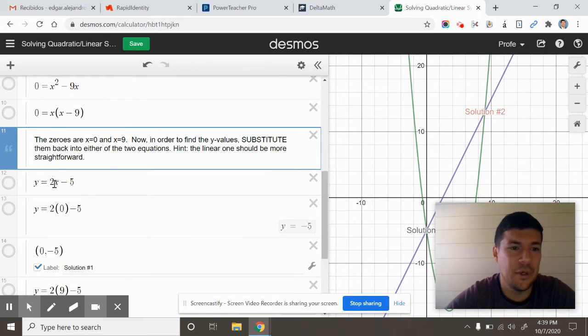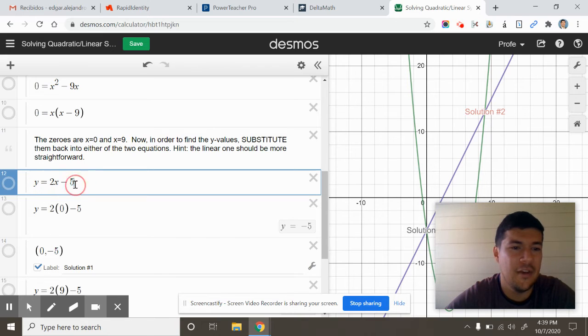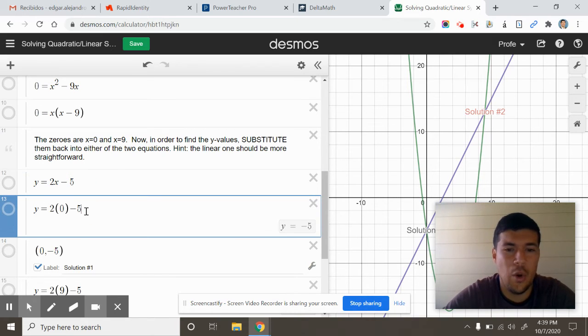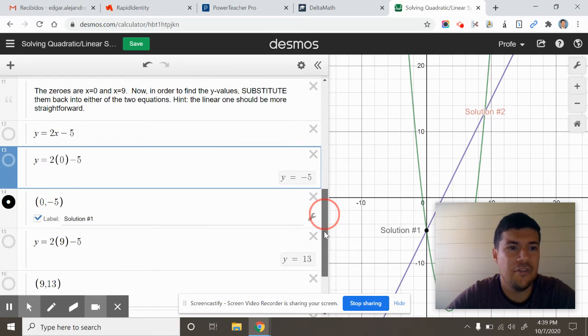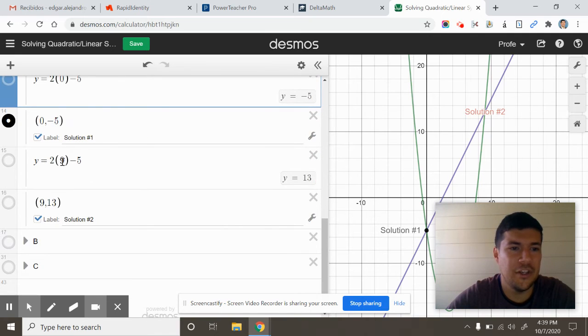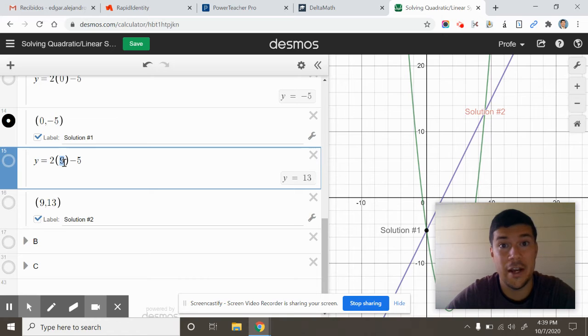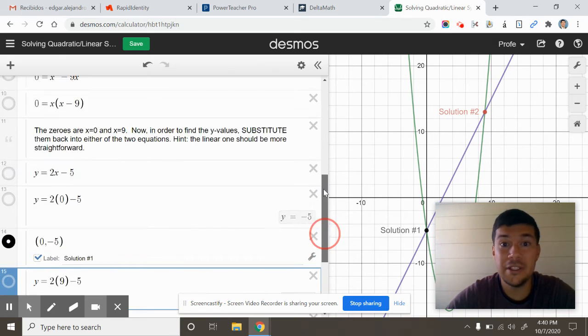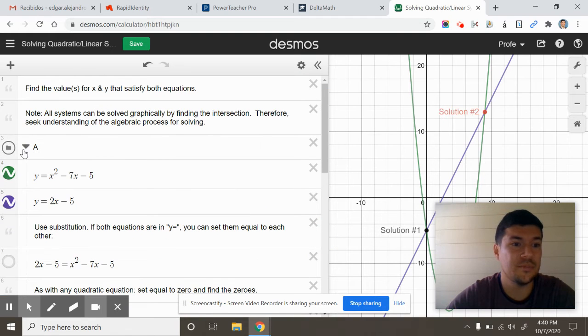So I'm going to substitute 0 into y equals 2x minus 5. A quick calculation tells you that y equals negative 5. Therefore, 0, negative 5 is your first solution, as we had predicted by the graph. To find my second solution, I'm going to evaluate the linear function at 9 because I had found that x equals 9. So 18 minus 5 is 13. Therefore, 9, 13 is your second solution. And that is basically how you solve these systems.